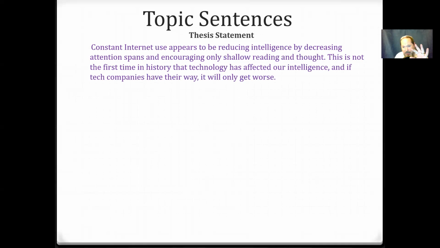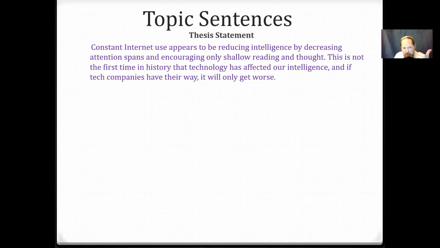Okay, I'm not saying this is the thesis statement you're going to use. Nobody should be using my example sentence as their thesis. The same ideas might come up, but you shouldn't be using my sentence. But if this were your thesis, you have now previewed certain points you're going to make. You're going to argue that the internet is reducing our intelligence. Okay, by doing these things, right?